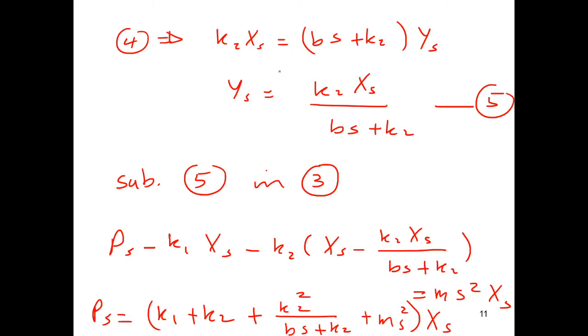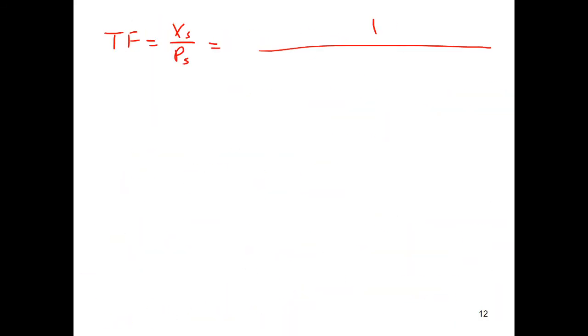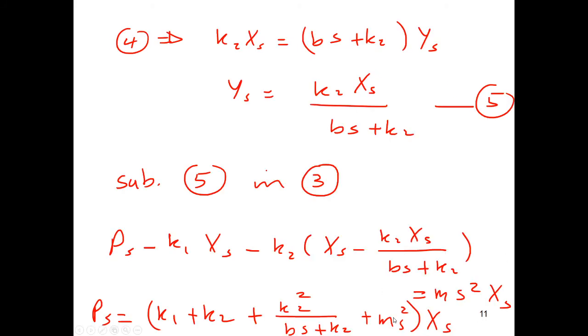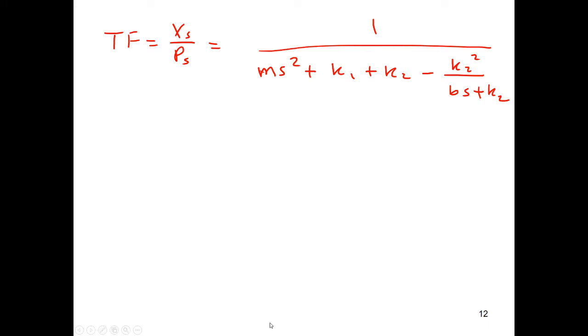So let's go to the last step, the transfer function. We're looking for X of s over P of s. It's going to be 1 over ms square plus K1 plus K2 minus K2 square over Bs plus K2, right? After arranging: ms square, K1, K2, K2 squared over Bs. Now this is the transfer function, but we are halfway.